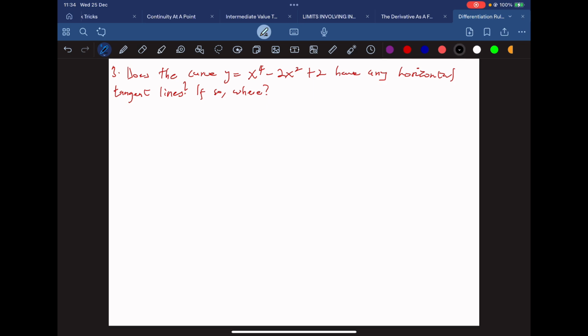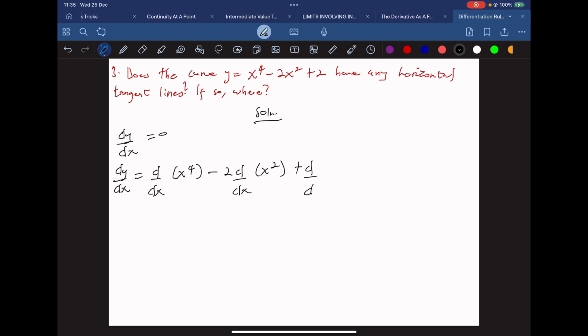So to solve this problem, you have to understand what horizontal tangent line means. Horizontal tangent lines, if any, occur where the slope, and we've already established that our slope is dy dx, is equal to 0. So in this case, we have to find dy dx. So this is our y. So we have d dx of x to the 4th minus 2 d dx of x squared plus d dx of 2.